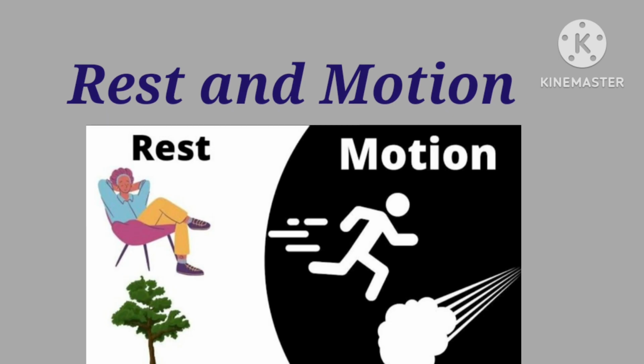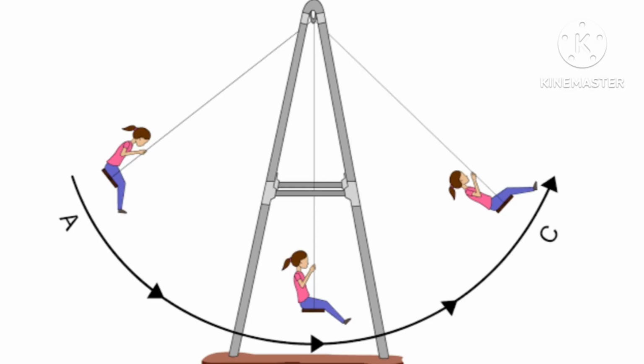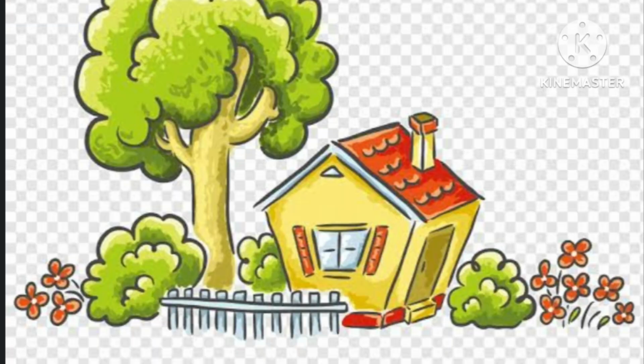Our next concept is rest and motion. An object is said to be in motion if it changes its position with respect to its surroundings with the passage of time. On the other hand, if an object does not change its position with respect to its surroundings with the passage of time, it is said to be at rest.